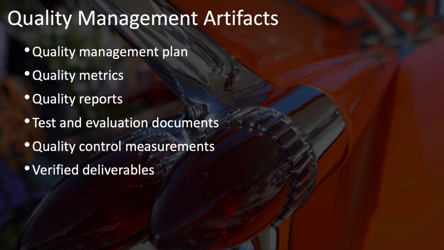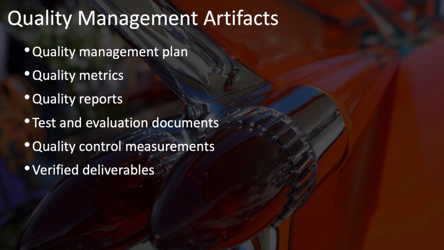Your streamlined list of quality management artifacts includes, of course, your quality management plan, also your quality metrics and quality reports, test and evaluation documents, quality control measurements, and verified deliverables.